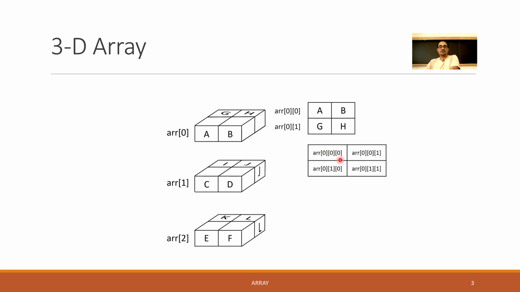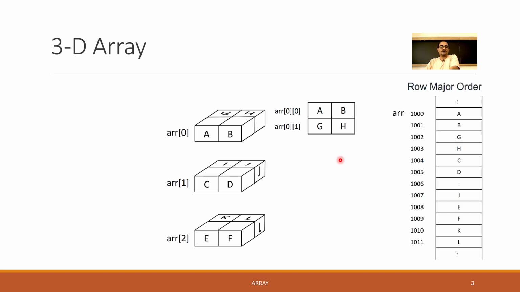When we want to store the elements in the memory, again, we follow the row major order. It means that we store all elements in the first row. The first row is a two-dimensional array. Again, we follow the row major order. Then we store A, B, G, H, and then we will keep doing this for all other blocks as well.